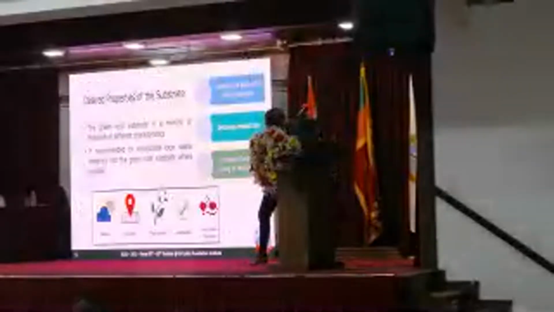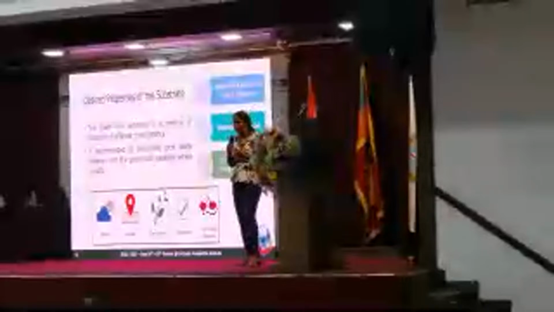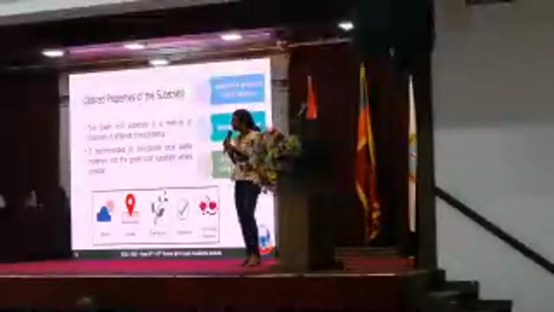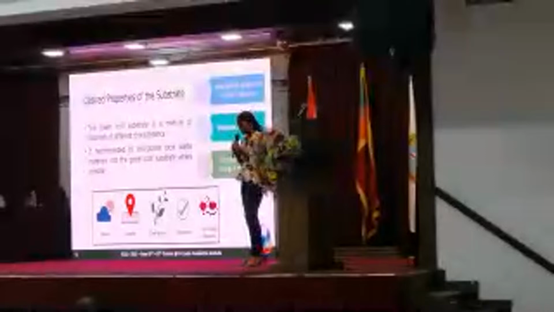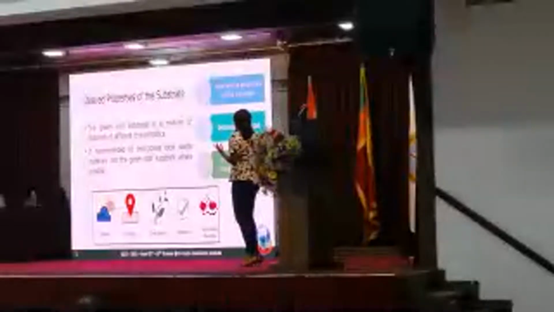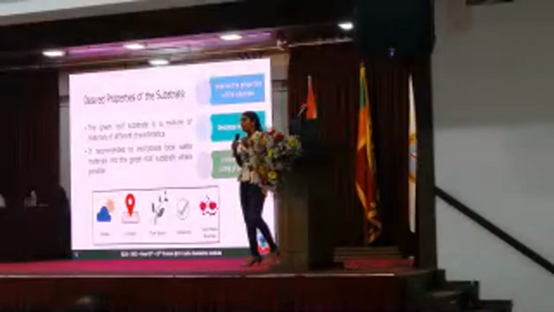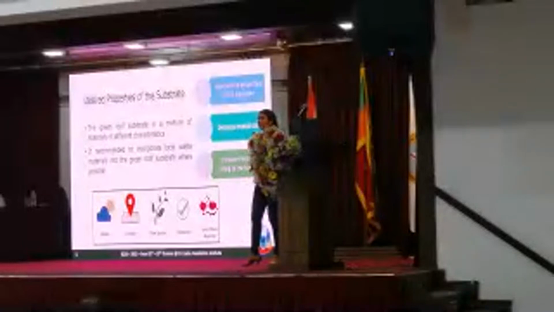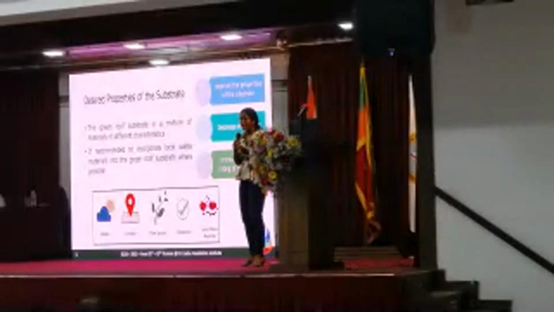So when you are selecting materials to go into the green roof substrate, there are several parameters that you have to pay attention to. And also, it is recommended to incorporate local waste material into the green roof substrate because it can provide multifaceted benefits. For example, it can help to improve the properties of the substrate. It can help to reduce the overall cost of the system. And at the same time, incorporating waste materials helps to increase the green rating of the building.